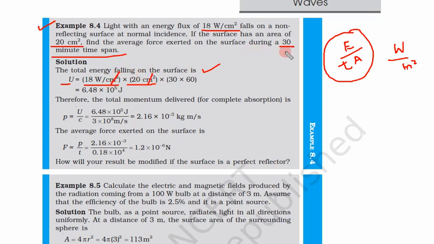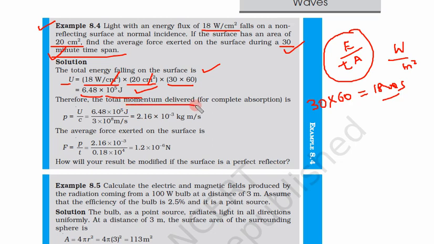Now they are talking about 30 minutes. This is in watt, which means per second. Now we have to convert it into 30 minutes. So 30 minutes is equal to 30 into 60, that means 1800 seconds. So we have to multiply with the time, 1800 seconds. When we calculate all these things, we get 6.48 into 10 to power 5 joule. This is the total energy that has fallen on this surface.